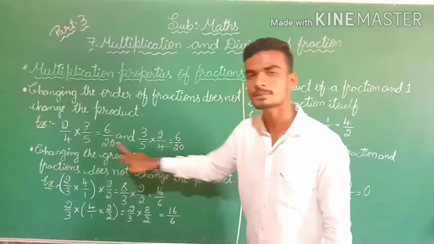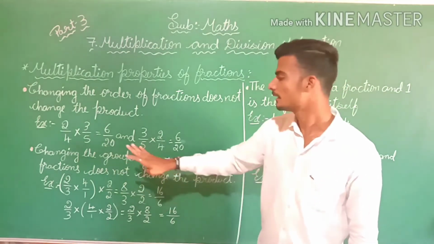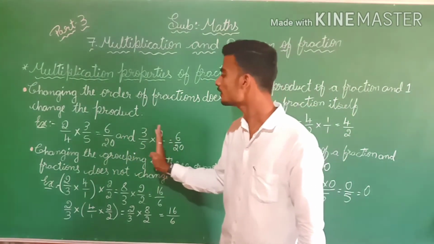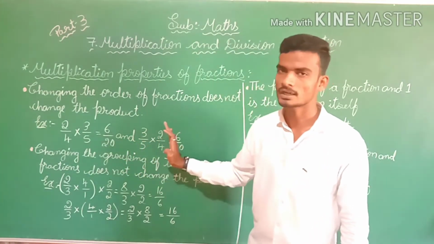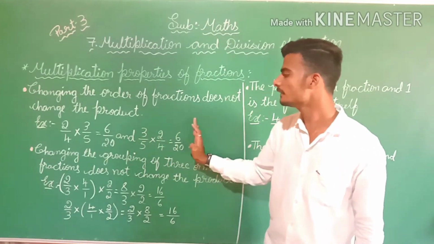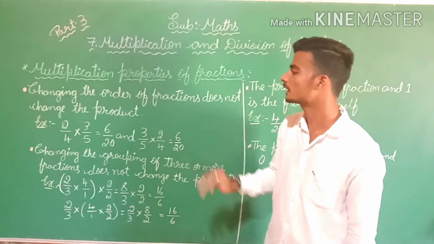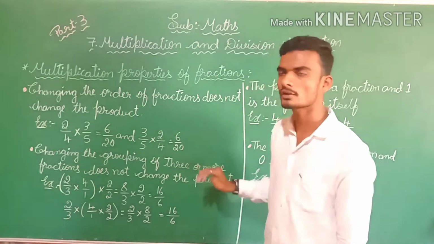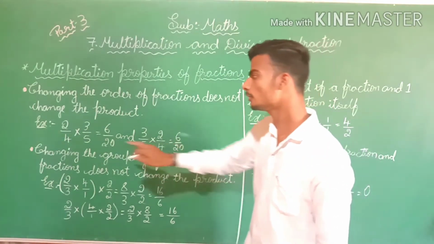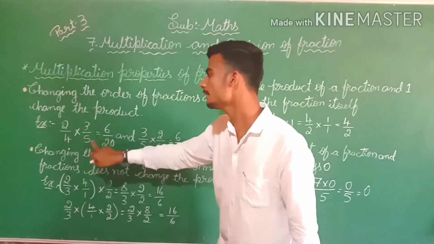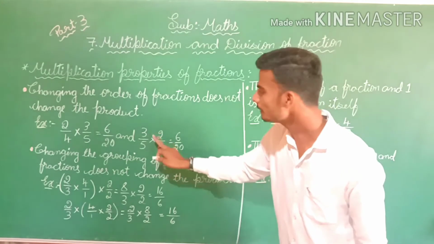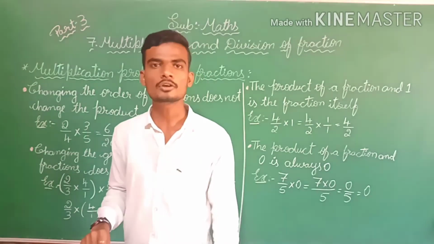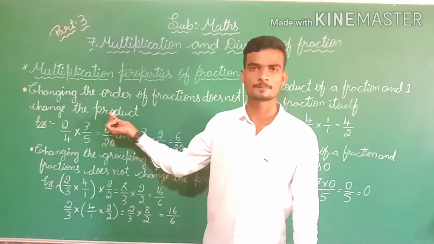See here, have the products changed? No, the product remains the same. If the places or order of the fractions change, the product will not change. The product will always remain the same. This is the first property. After writing this, at last you have to write: therefore 2 by 4 into 3 by 5 equals 3 by 5 into 2 by 4. This is what you have to follow while writing the first property.